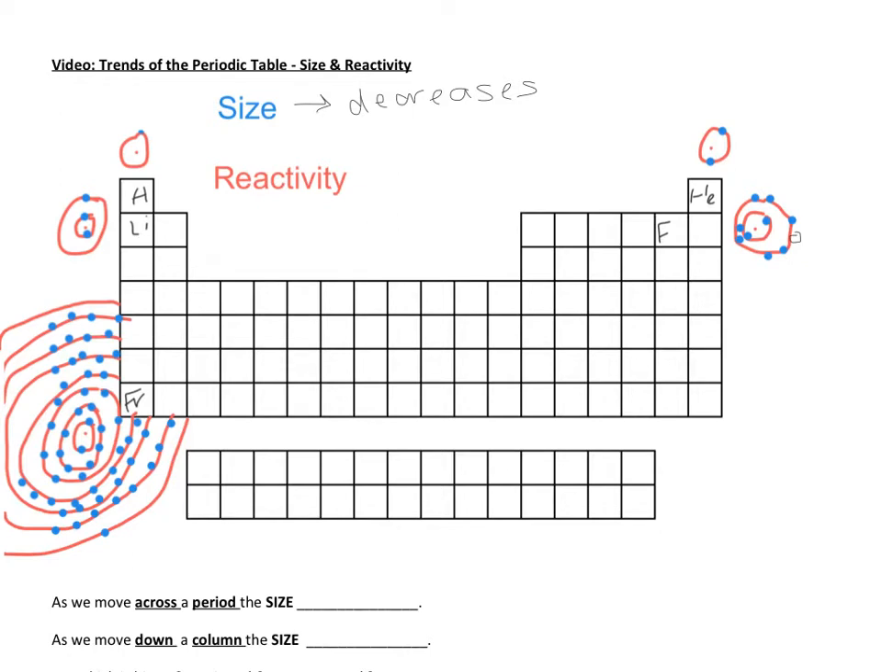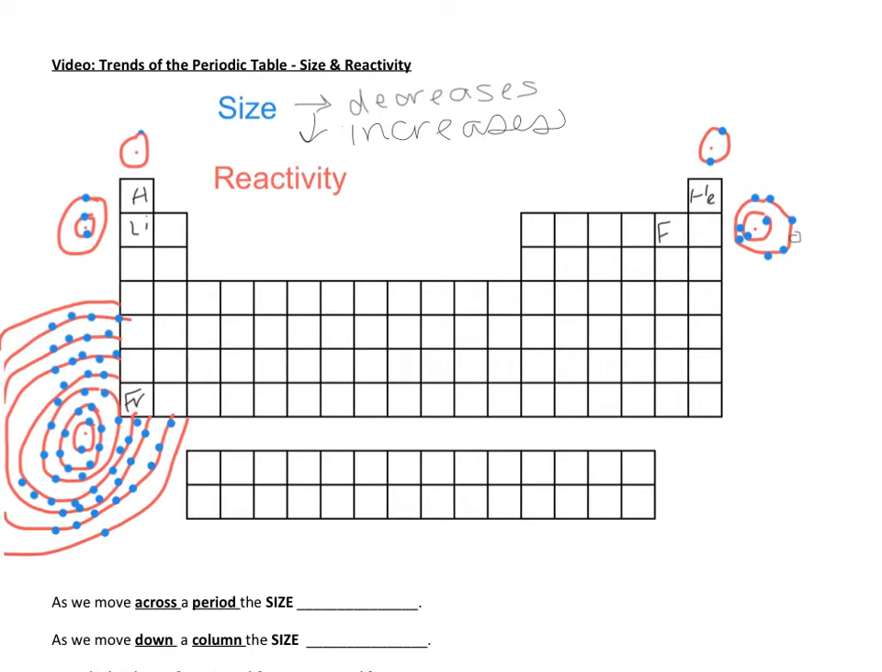As we can see, as we go down our periodic table, from hydrogen to lithium all the way down to francium, I've added another ring of electrons every single time. Therefore, as I go down my periodic table, my size increases. Now, size has everything to do with every other single property of the periodic table. The size and the location of its electrons determine all the trends.